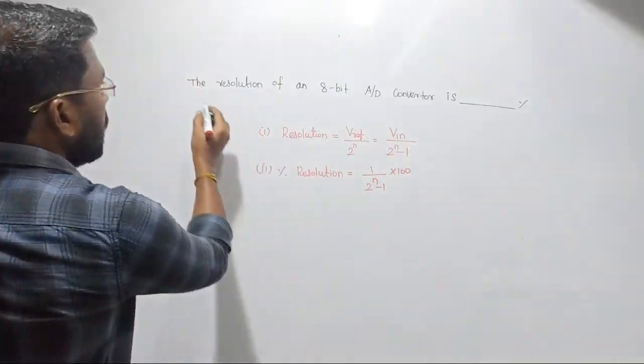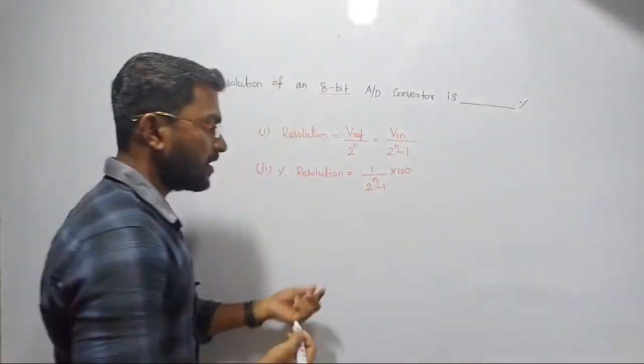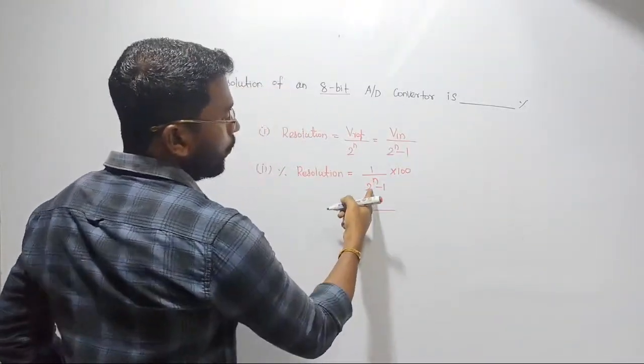Anyway, the question is, what is the resolution of an 8-bit analog to digital converter in percentage? Just consider the number of step sizes in percentage, right? So that is going to be what? 1 upon 2 power n is what?